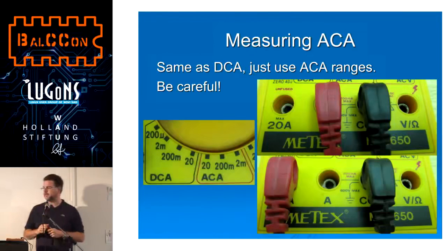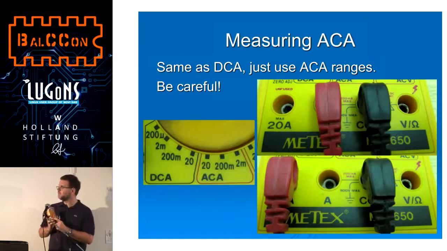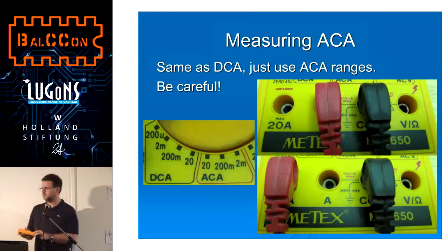For AC currents, again, start from the highest range, test it for 20 amps. If it's less than 200 milliamps, you can switch to a lower range. Again, current as small as 50 milliamps can kill you if it goes straight to your heart. So be very careful when measuring.